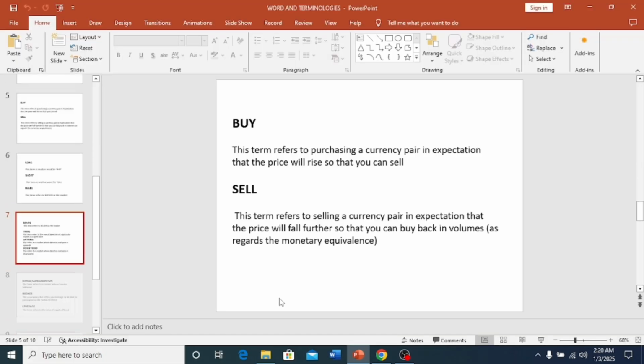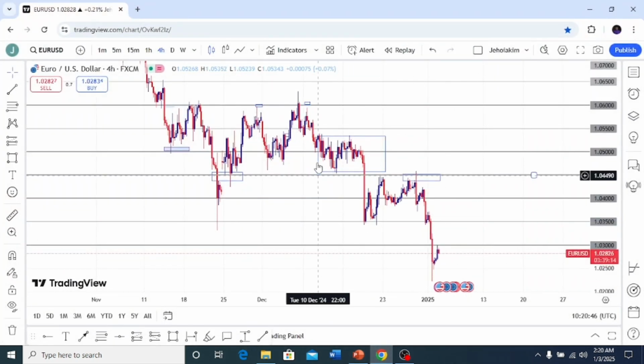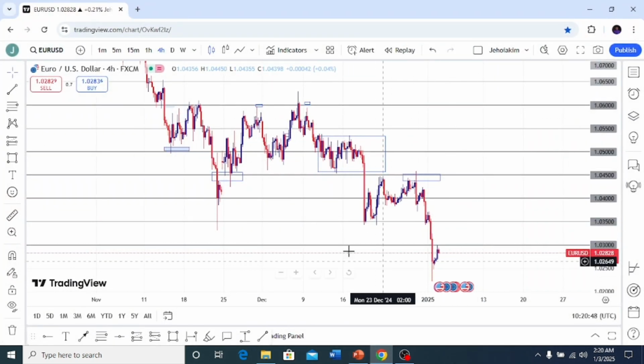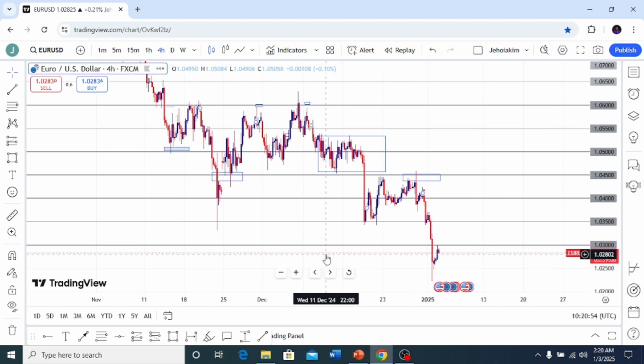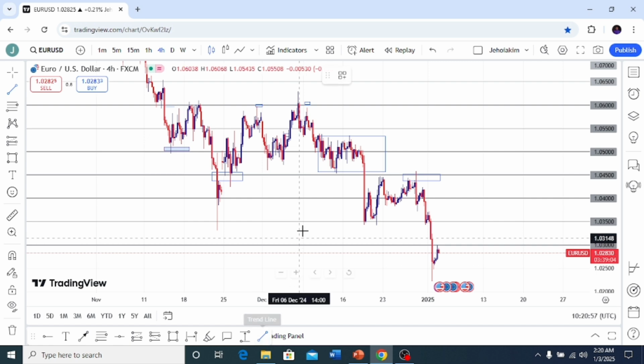So let me go to the chart and show you what I mean. Looking at Euro USD, if I take my trend line and put it at the top here, you will see. Let me show you how to determine trend.